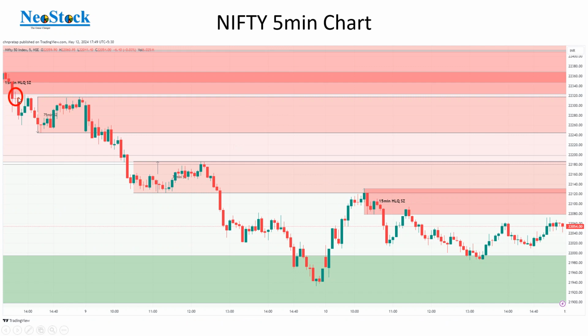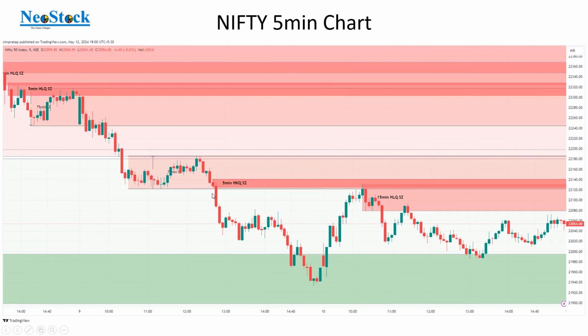This is the one, drop base drop. This is very important. Why it is important, we will discuss. This is again drop base drop. This is also important. Why? Again we discuss. See, I have drawn both these zones. Drop base drop. This 5 minutes high liquidity zone is important because it is responsible for the creation of the 75 minutes supply zone. That's why this 5 minutes high liquidity supply zone is important. The lower time frame zone, which is responsible for the creation of the higher time frame zone.